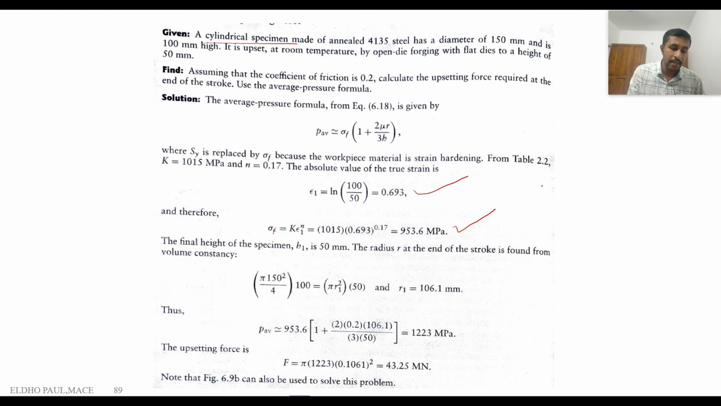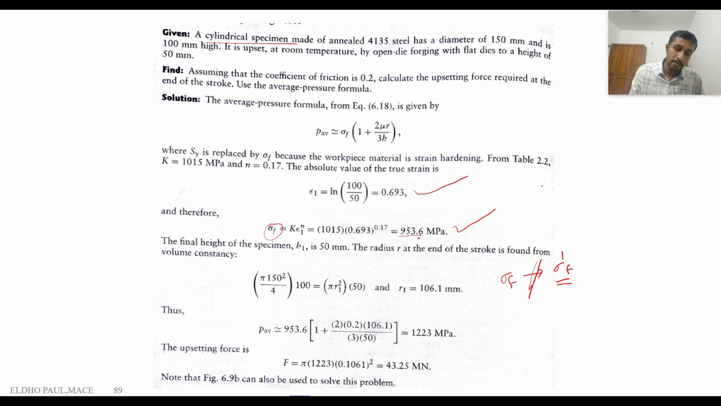Then here we don't need to convert sigma f to sigma dash f because this is a cylindrical workpiece. Here we are not considering the plane strain condition. Already when we discussed the slab analysis of cylindrical workpiece, I explained there is no plane strain condition in case of cylindrical workpiece. So we don't need to convert from sigma f to sigma f dash.